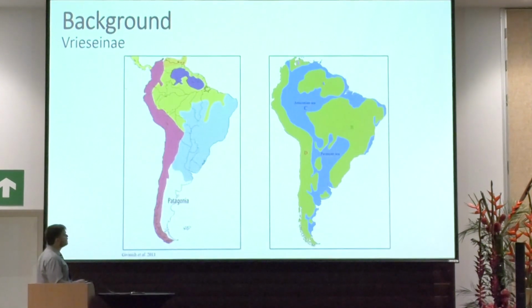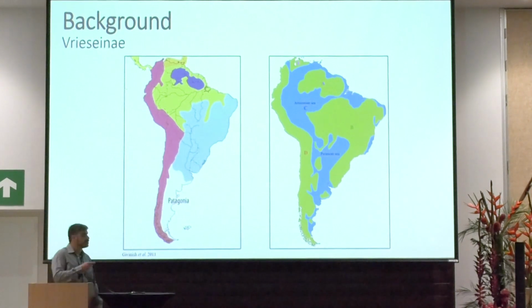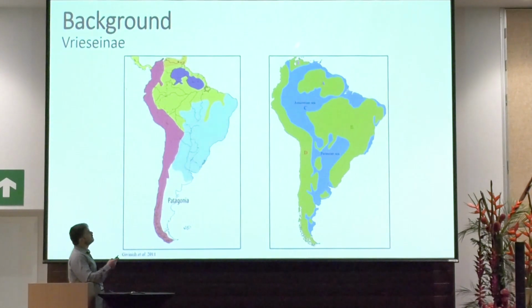And it's nice to observe that when we consider the biogeographical regions proposed by Givnish 2011, and we observe the islands that were separated by these marine transgressions, you can observe a real congruence among these places. It's very interesting.